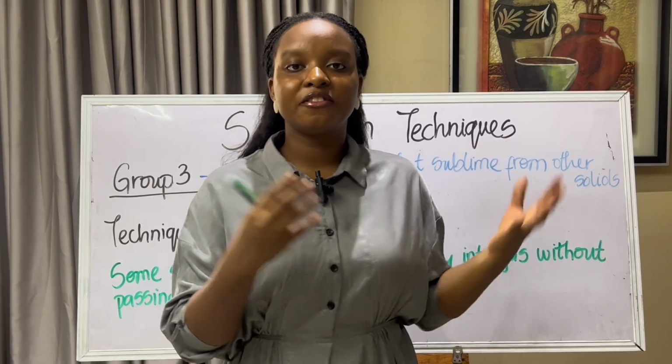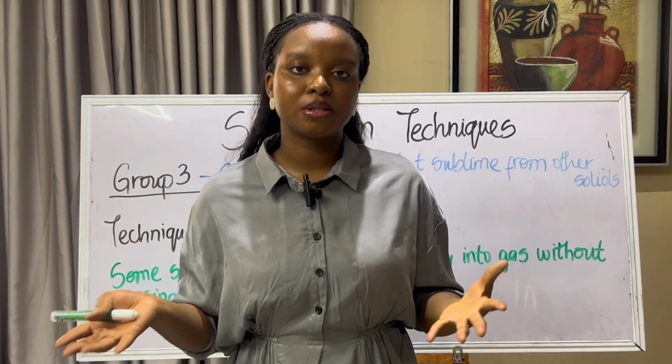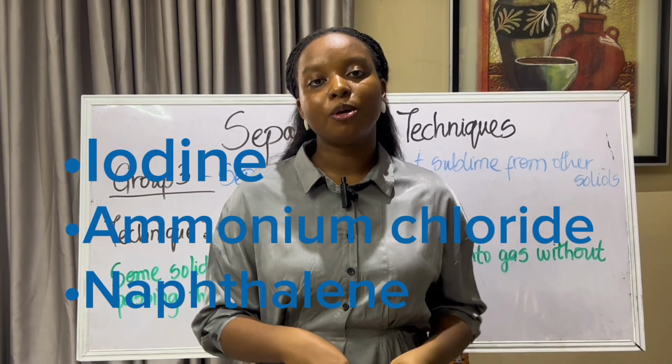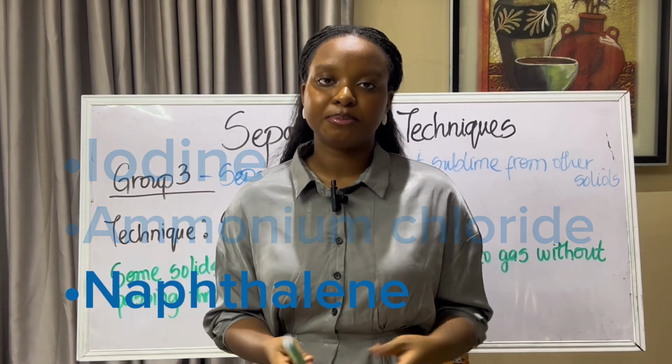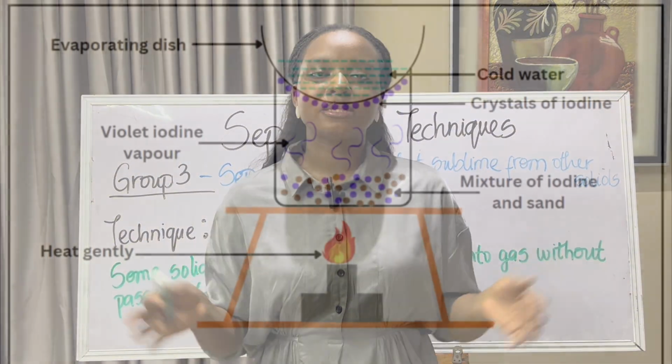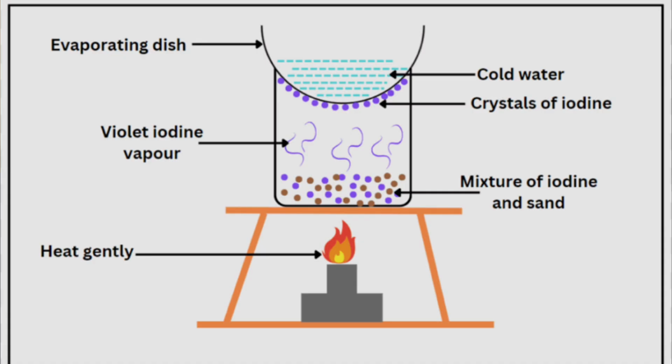To collect it, the vapor is cooled on a cold surface. Some examples of sublimable solids include iodine, ammonium chloride, and naphthalene. Let's say I want to separate ammonium chloride from sand. What do I do? I simply heat up this mixture and then the ammonium chloride sublimes. This vapor is then collected on a cool surface above while the sand is left behind.